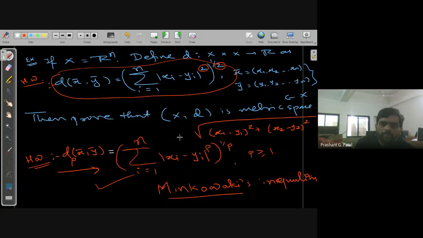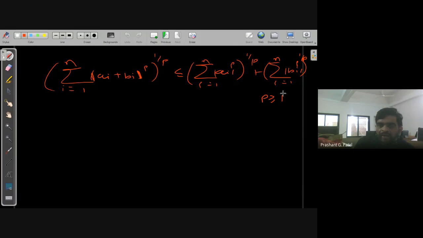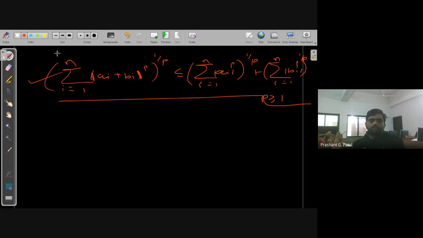The only difficult part is to prove the triangle inequality. All the other inequalities are easy to prove for both of these. Only for the triangle inequality do you have to use Minkowski's inequality. Okay, so that I'm giving you as homework. And those who don't know what Minkowski inequality is, or have not seen it previously, can search on the internet. It is nice to see the proof of Minkowski inequality.